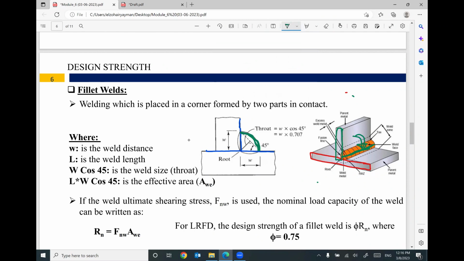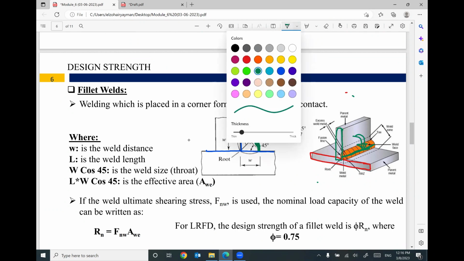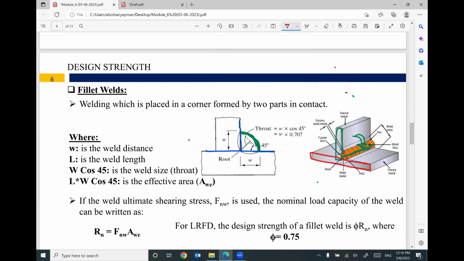Your welding looks like a curve. We cannot create a line. It's a curve. But anyway, keep in your mind, we have this distance and this distance, which is equal W. This W represents something called weld distance.